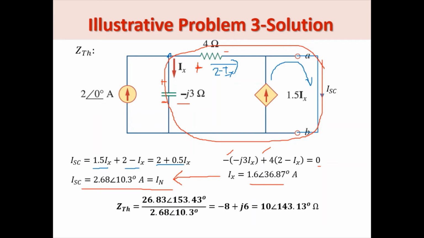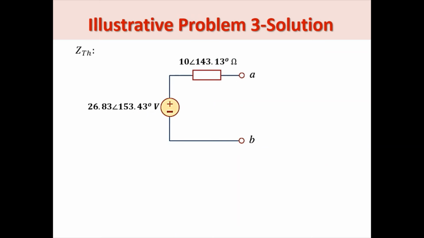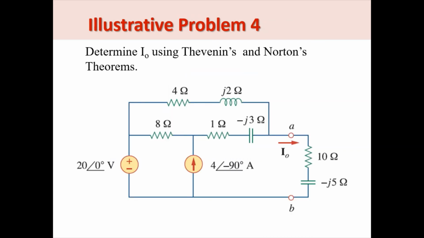Then we can proceed to get ZTH. We already know VTH. We divide that by I sub N, and we get ZTH here. And therefore, this is now our Thevenin equivalent circuit. For our last example, we're asked to determine this current using Thevenin's and Norton's theorems.